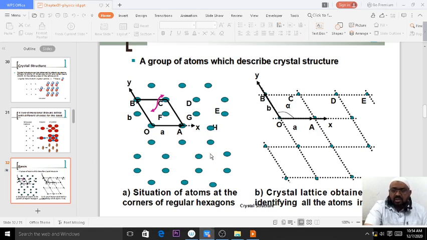No, sir, are we directly starting the topic of hexagons, or have you not started with this? So this is only an example which is given to you.